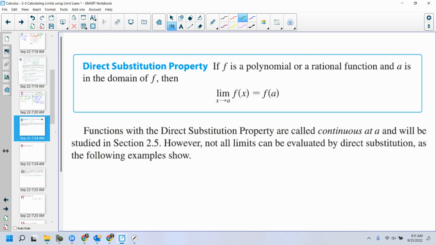Functions with the direct substitution property are called continuous. We're going to talk a lot about continuous functions in section 2.5. Continuity is very, very important with calculus. However, not all limits can be evaluated by direct substitution. As follows. Okay, can I move on? Anybody tell me that? No.